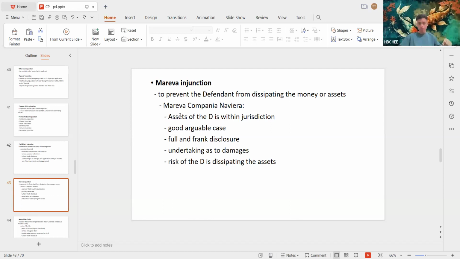In Mareva, there are a few principles to be fulfilled. The first is that the asset is within jurisdiction, then good arguable case, full and frank disclosure, undertaking as to damages, and the risk of the defendant dissipating the assets.